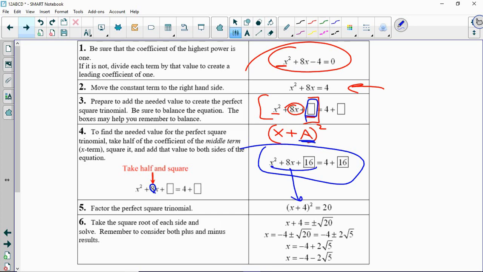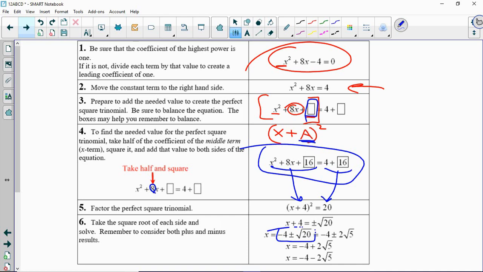Now we're ready to use completing the square, because the left-hand side, that whole thing, just becomes x plus 4 squared. The right-hand side, 4 plus 16 is obviously 20. Now I take the square root of both sides. x plus 4 equals plus or minus the square root of 20. And then we can subtract that 4 from both sides.